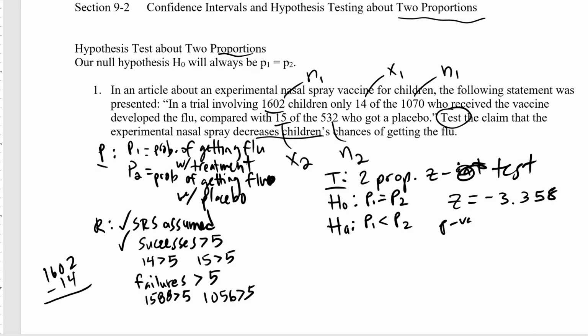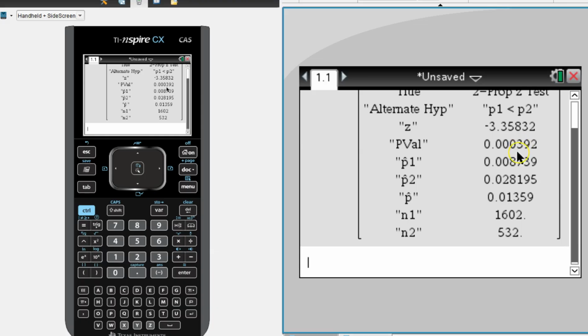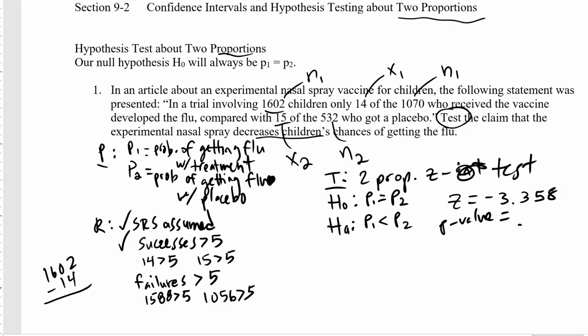P-value is pretty low, 0.0004. Compared to an alpha, did they give me an alpha? If they don't give you an alpha, use 0.05.